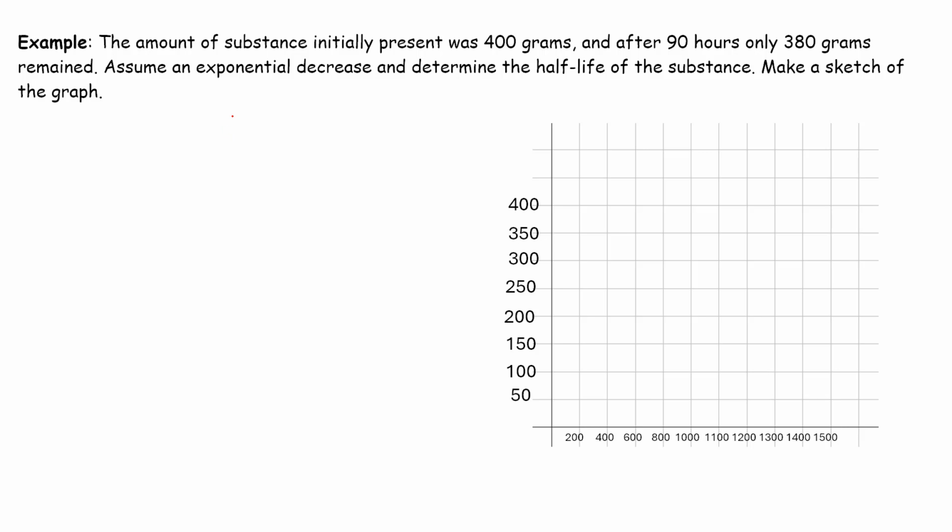Okay, so first of all, remember that the exponential growth and decay function is A sub t equals A sub 0 e to the kt, where A sub 0 is your initial amount. The initial amount present was 400 grams, so that's our A sub 0. And then it says after 90 hours, only 380 grams are left. So A sub 90 is 380 grams.